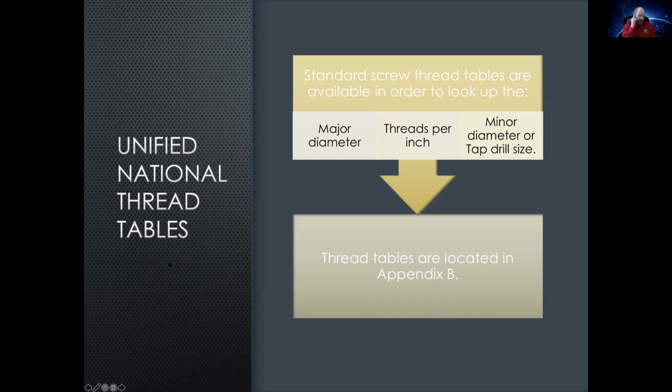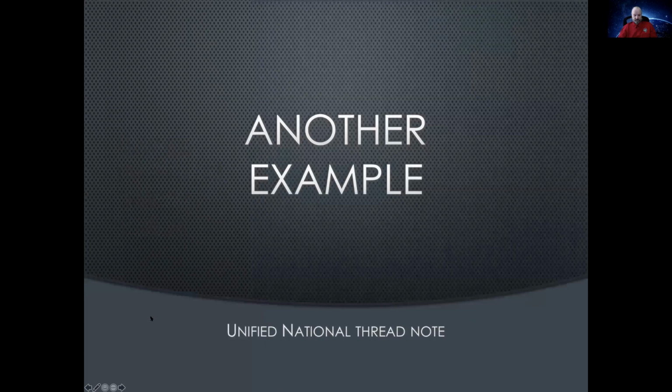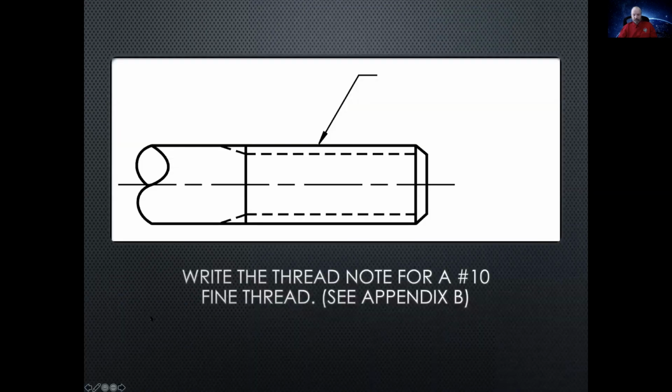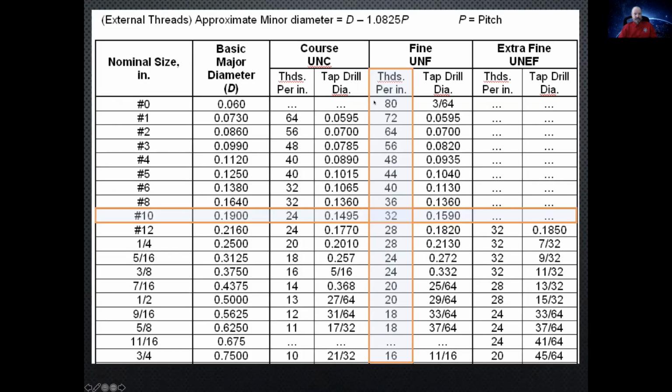And you know, there are tables like that posted all over the machine shop. Jason uses all the time. Okay, so standard screw thread tables are available in order to look up the major diameter, the threads per inch, and the minor diameter and tap drill size from that information. So let's look at an example. We want to make this external thread a number 10 fine thread. So let's go to the tables.